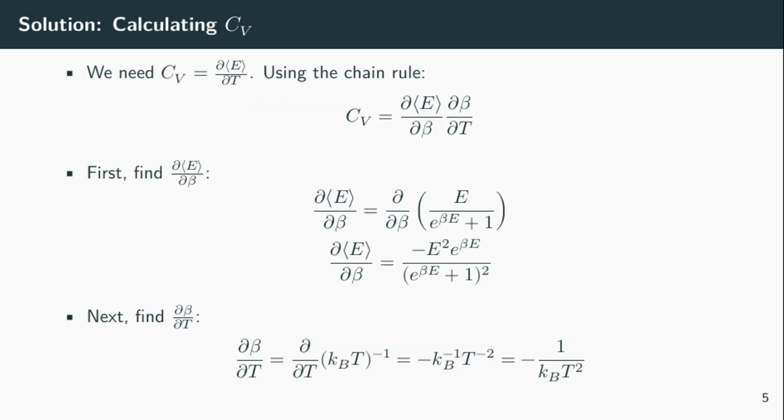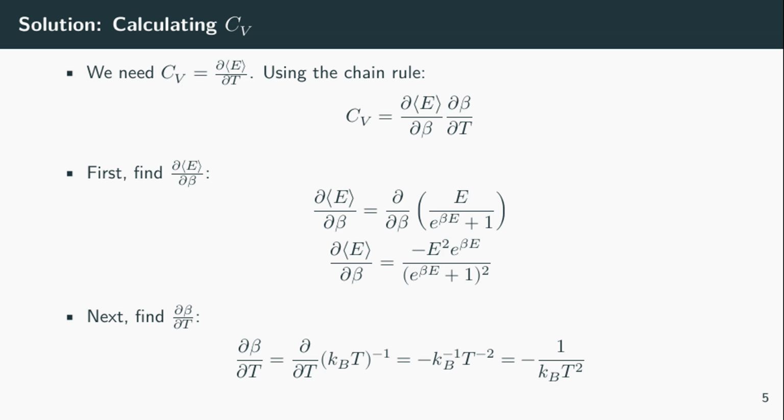Our goal is to find Cv, which is the derivative of the average energy with respect to temperature. Since the average energy is given in terms of beta and beta is related to T, we can use the chain rule as shown here. Cv is the partial derivative of average energy with respect to beta multiplied by the partial derivative of beta with respect to T. Let's look at each of these terms.